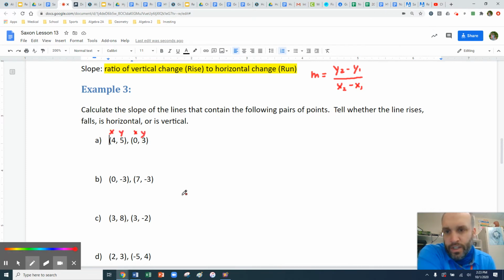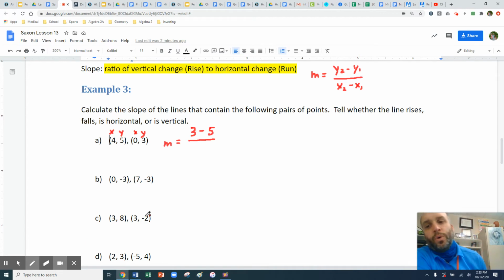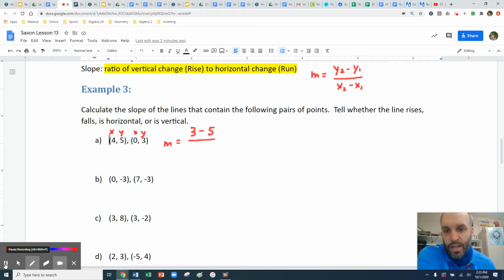In our first example, we're going to calculate the slope, and then we're going to decide whether it rises, falls, is horizontal, or is vertical. And on this first one, I did label the coordinates, so keep track that your x's are your first coordinates, y's are your second. X is your first, y is your second. Now we're ready to calculate the slope. So I took the y coordinate of 3, and I'm going to subtract the y coordinate of 5. So I chose y coordinate of 3 to be my y2, and then the 5 is going to be my y1. So there would be my difference in y coordinates, which is my rise.